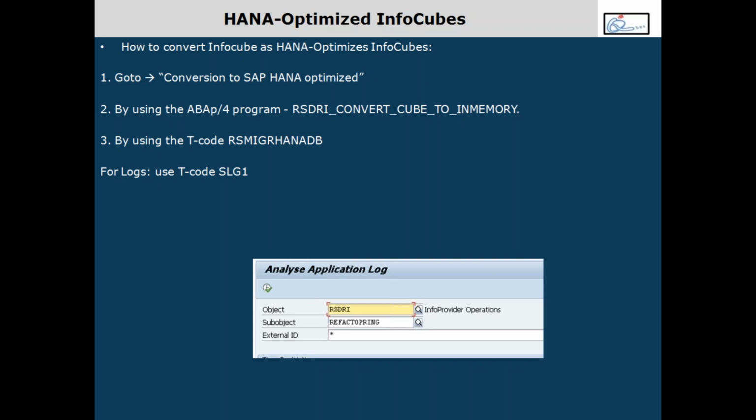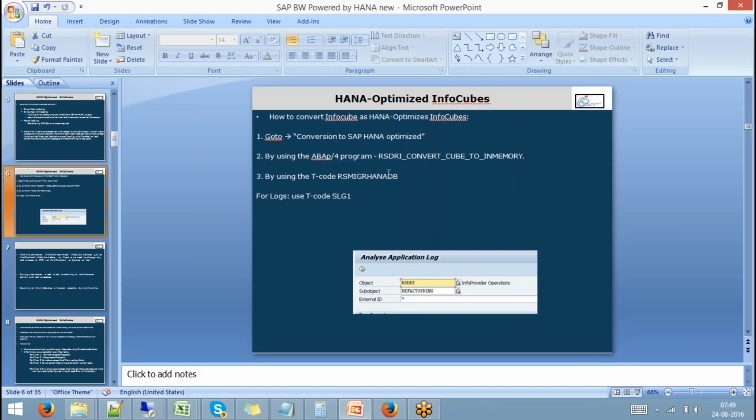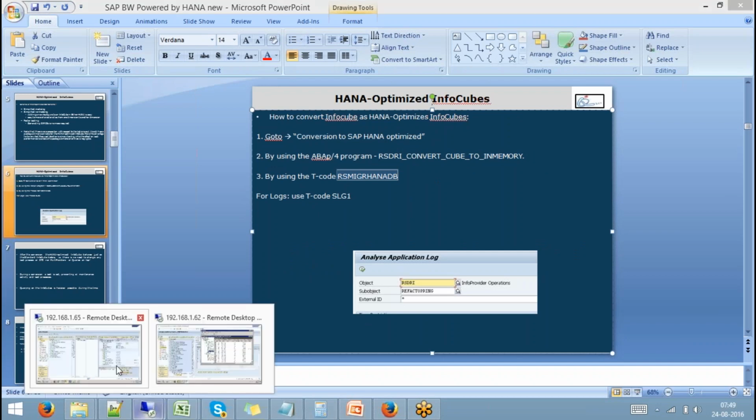Then you created a cube during that time, which was a normal standard cube. Now you have migrated your database from SQL Server to HANA database. After migration, the cube will still be a normal cube. You'll have to explicitly convert the cubes to in-memory cubes, nothing but HANA optimized cubes. For that, we can either use the program RSDRI_CONVERT_CUBE_TO_IN-MEMORY, or with this T-code RS_MIGRATE_HANA_DB.